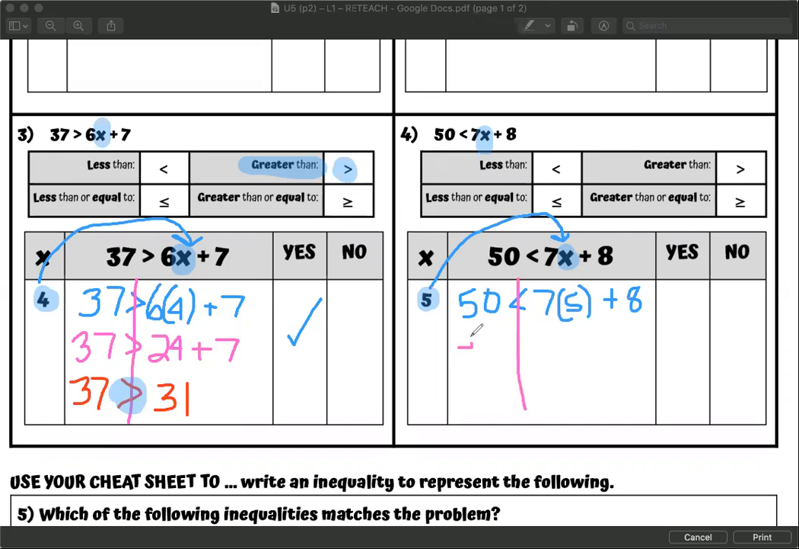I'm going to rewrite my 50, rewrite my inequality symbol, multiply. 7 times 5 is 35 plus 8. And last step, rewrite my 50, rewrite my inequality symbol. 35 plus 8 is 43. I'm going to highlight the symbol that we've got here, find what it matches with. So this symbol matches here with less than, and then I'm asking myself, is 50 less than 43? No, that's not true. 50 is not smaller than 43.